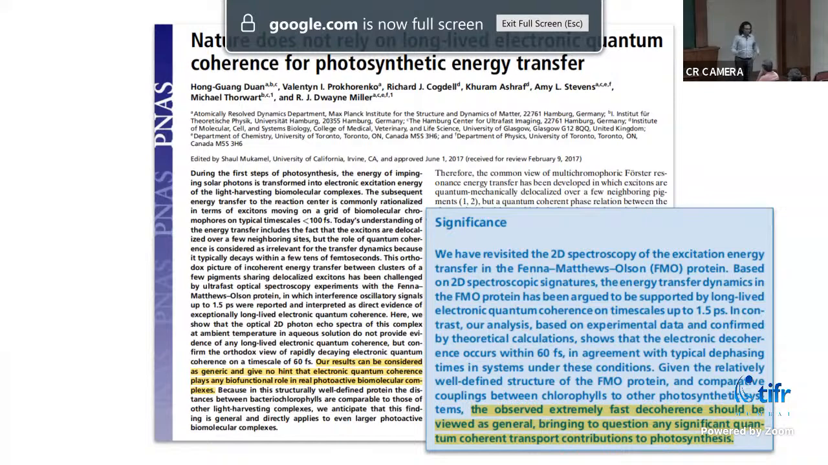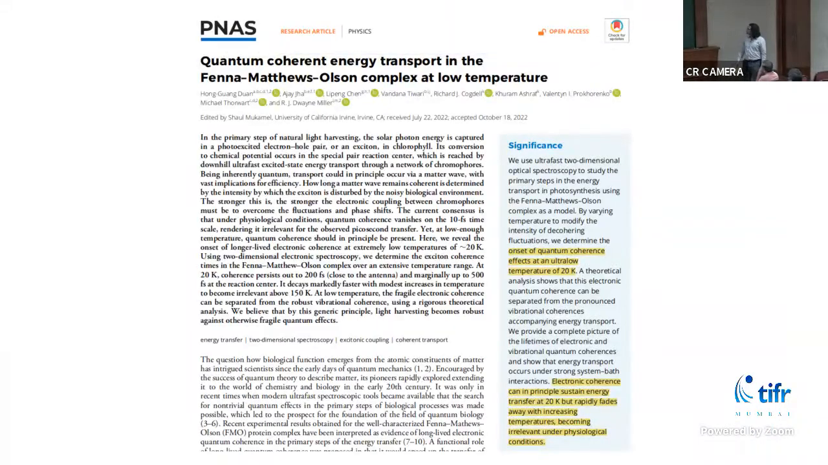photosynthesis. And then they later showed, 5 years later, that if you are below 20 Kelvin, which none of the simulations or experiments ever were earlier, yes, there are oscillations, things that look like quantum oscillations, but beyond that, the oscillations rapidly fade away and become irrelevant under physiological conditions. So this is where we are by 22, it turns out.